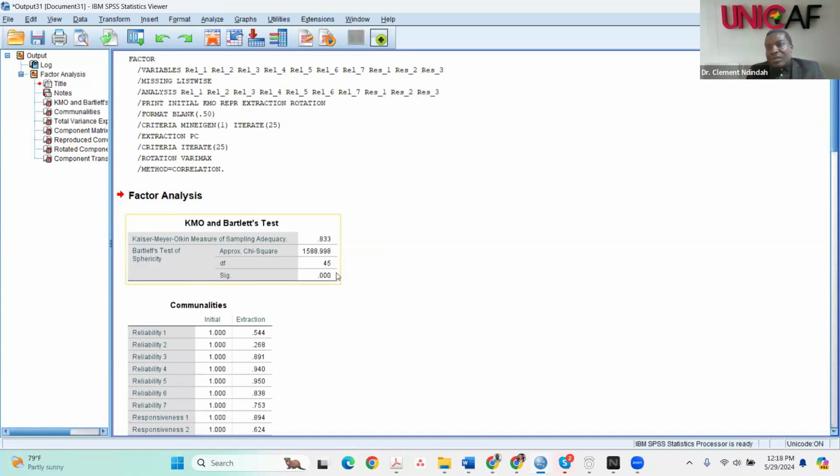When this value is less than 0.05, it means there is correlation between the variables that are used in the analysis, and which is what we want. We want that those variables should actually correlate if they are all measuring the same construct. We want them to actually have some level of correlation. Let me still just use an example to try to explain what I'm saying.